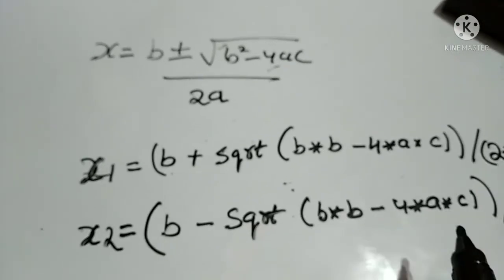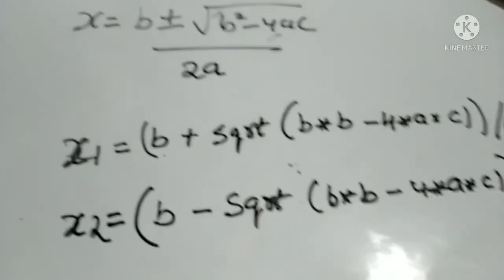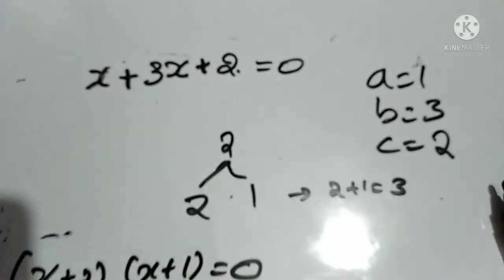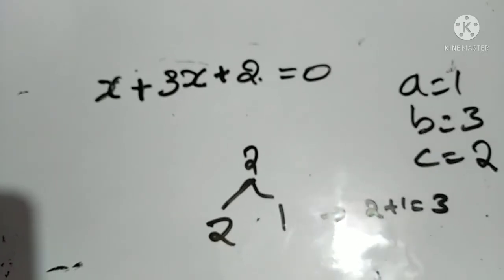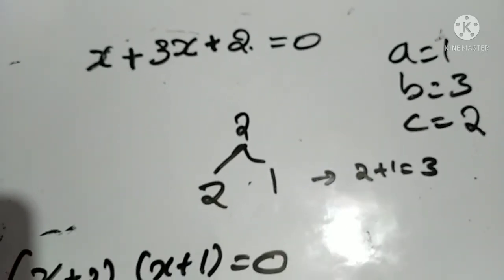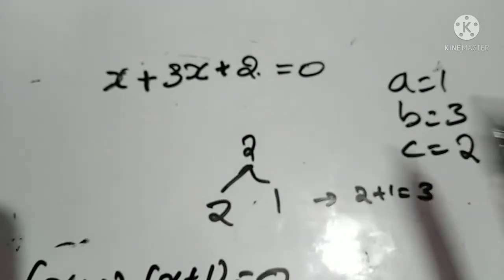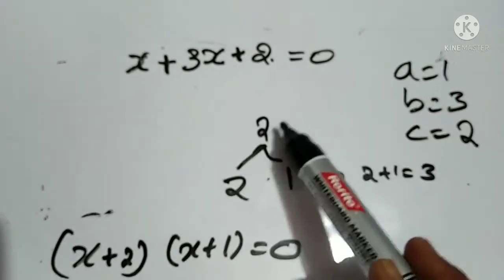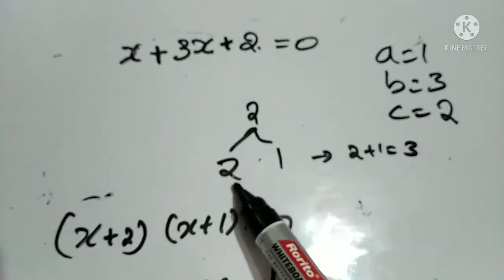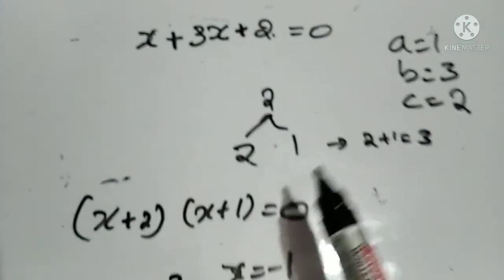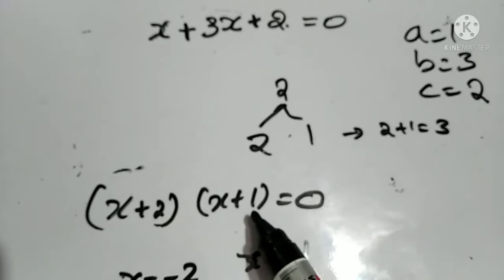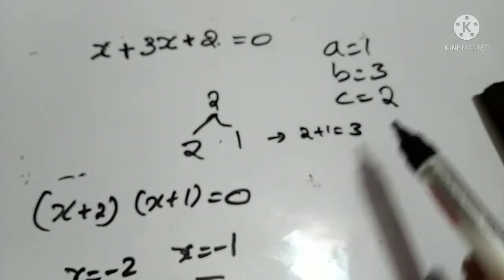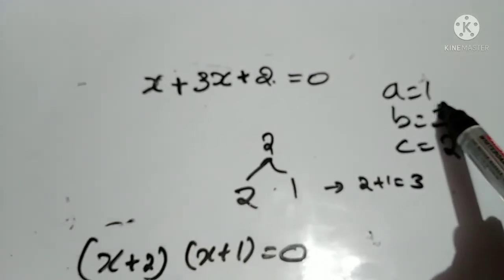Let us write a program for this. We have written one quadratic equation, x square plus 3x plus 2. In order to solve this one, I can take this 3. This 2 can be written as 2 times 1, and if I add 2 plus 1, we will get 3. So x plus 2 or x plus 1 equal to 0, x is equal to minus 2 and x is equal to minus 1. So the value of a here is 1.